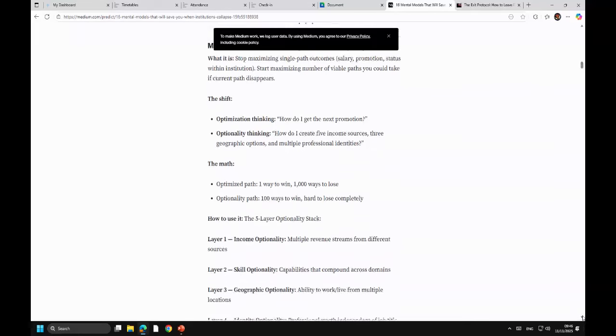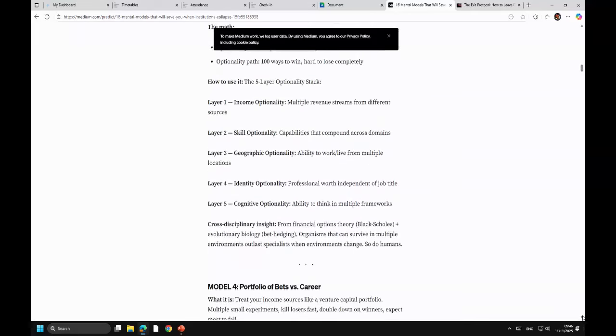So you need to build 5 layers of optionality. Layer 1, income, multiple revenue streams. Layer 2, skills, capabilities that compound across domains. Layer 3, geographic, ability to work and live in multiple locations. Remote work, so that you can reduce your living costs. You don't have to live in London. Layer 4, identity optionality. Professional worth should be independent of your job title.